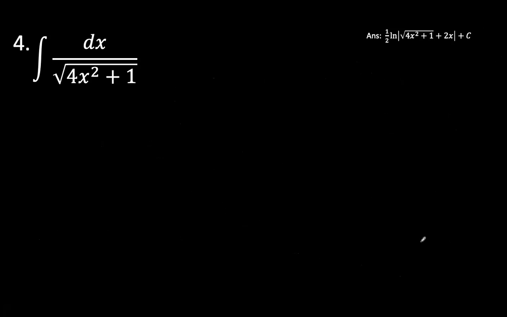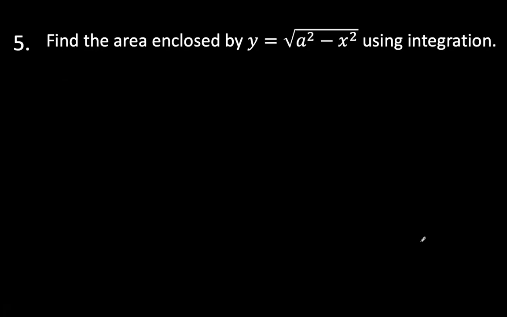Now let's move on to another problem, number 5. The problem here says find the area enclosed by y is equal to the square root of a squared minus x squared using integration. At first, let's write the given equation first. y is equal to the square root of a squared minus x squared.